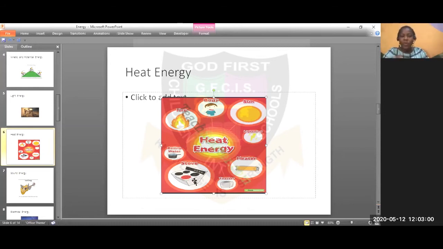From your boiling water, from lightning, from a heater. At times, you feel heat on your body. The heat that is coming out from your body is what we call heat energy. These are different forms of heat energy. The fire, the boiling water, your cooking gas, your stove, your heater, the energy that we get from these different things is what we refer to as heat energy. Beautiful.